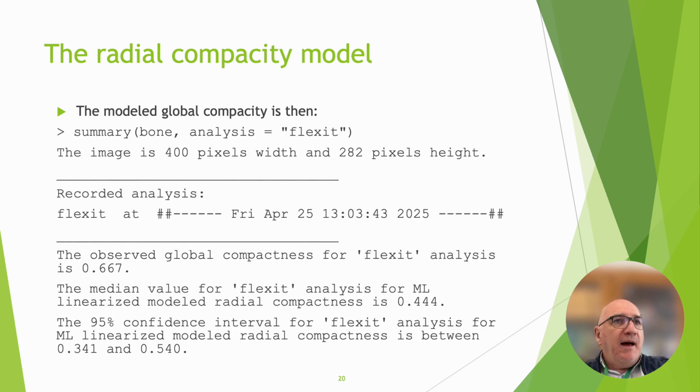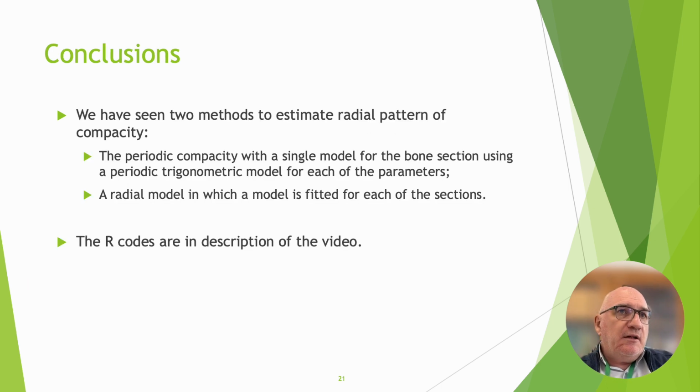Now that we have modeled global radial compacity, we can estimate the global compacity using this radial information, and we have here the values for this model. In conclusion, we have seen two methods to estimate a radial pattern of compacity, or a periodic compacity: a single model for the bone section using a periodic trigonometric model for each of the parameters, or a radial model in which a model is fitted for each of the sections. Depending on what you want to do, the first or the second method could be the method of interest for you.